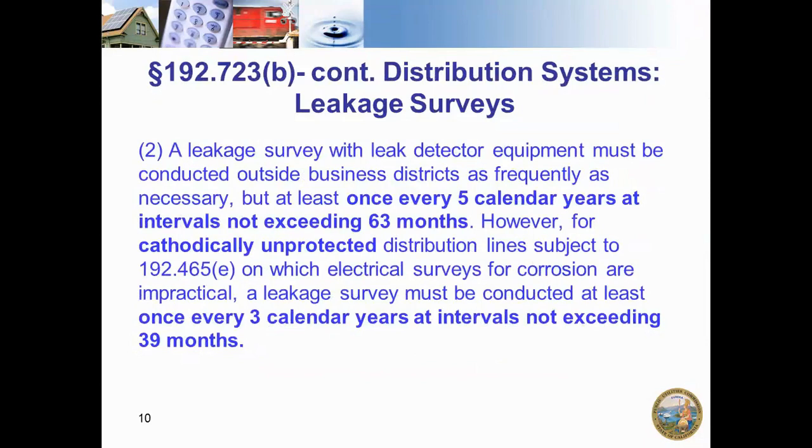Frequently, that's defined by local jurisdictions, I believe. I don't know that Part 192 has a definition. Mohammed will take a look at it, and I'll get back to you.